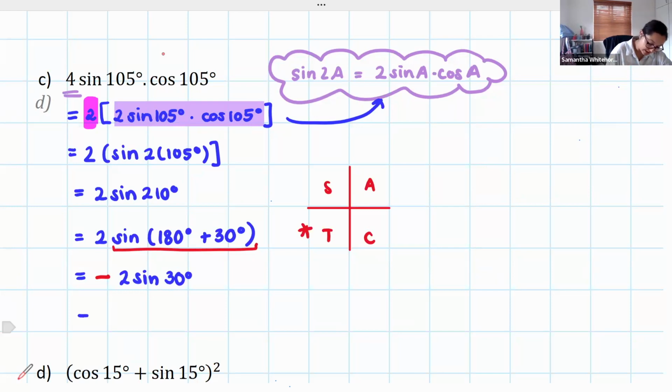That's fine though. I can now apply my special angle. So I've got minus 2 times sine 30, which we already know is a half. And minus 2 times a half, I'm just going to write my answer here, is negative 1. So I've still been able to find the value of this expression without a calculator. There was just a fair amount that I needed to do before I got there.